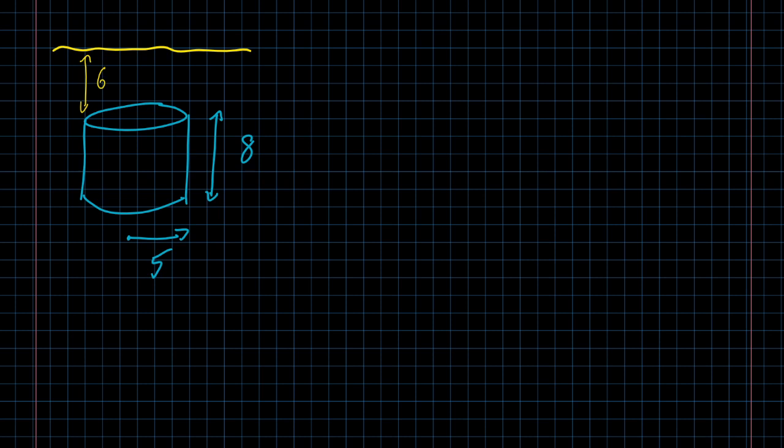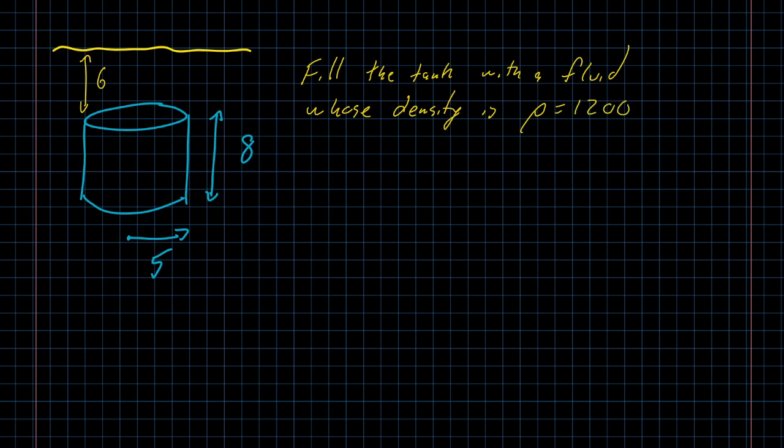We are going to fill this tank with a fluid whose density, rho, is 1,200. The units here would be kilograms per cubic meter, but again, I'm just trusting that all of the units are going to work out.